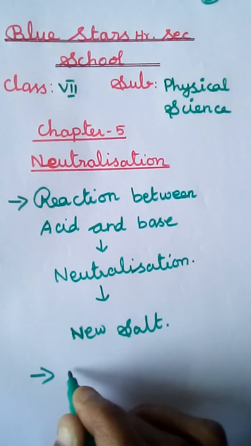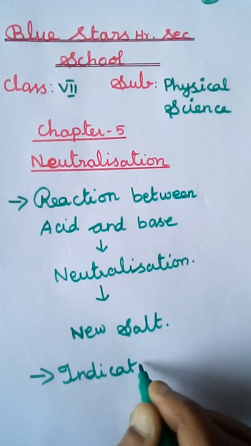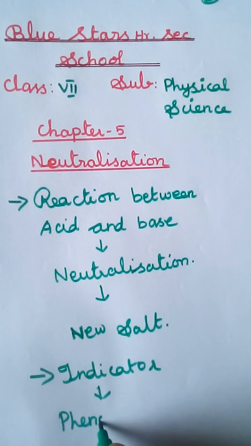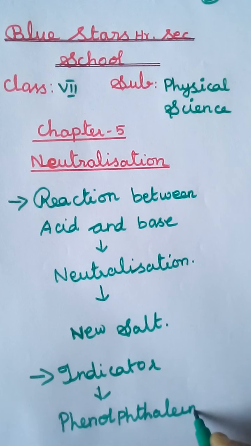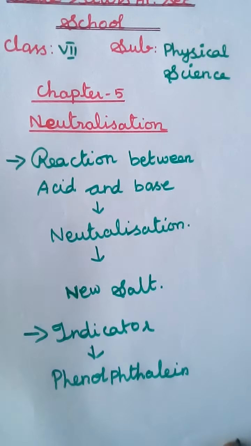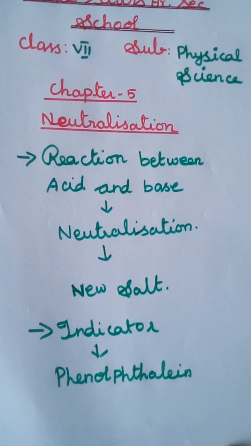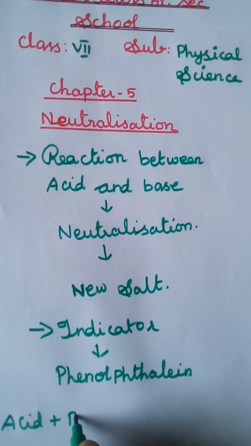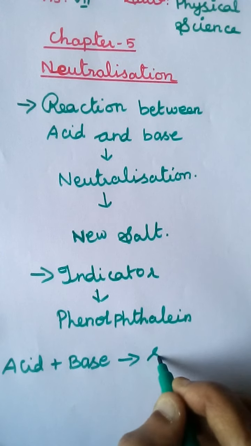The indicator used is phenolphthalein. That is the neutralization example. For example, how do we mix acid and base? Acid plus base gives salt and water.